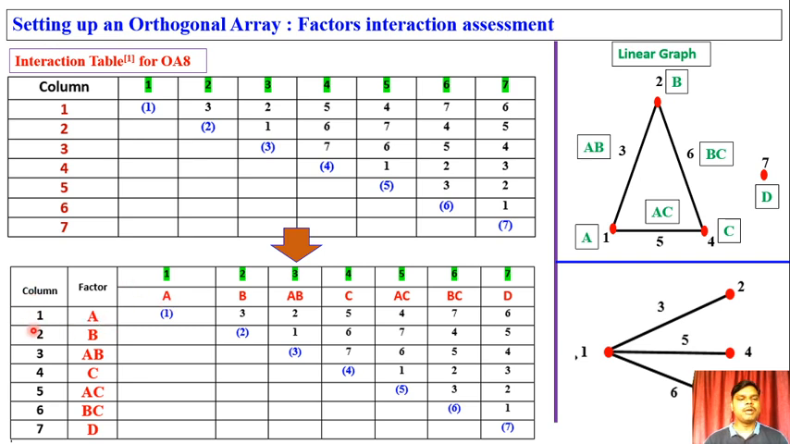If we refer to column number 1 here, it is fitted with factor A. And if we talk about column number 2, where B is situated, so in this slot there is an interaction between A and B. This is A, this is B. So this interaction AB has to be set in column number 3. So the interaction between factor A and factor B has to be set in column number 3.